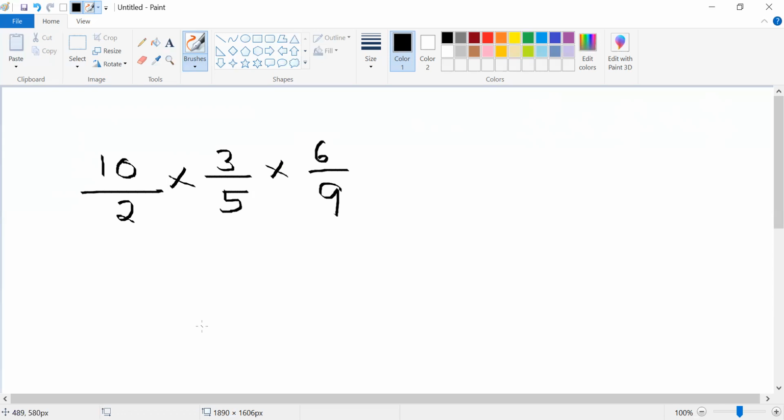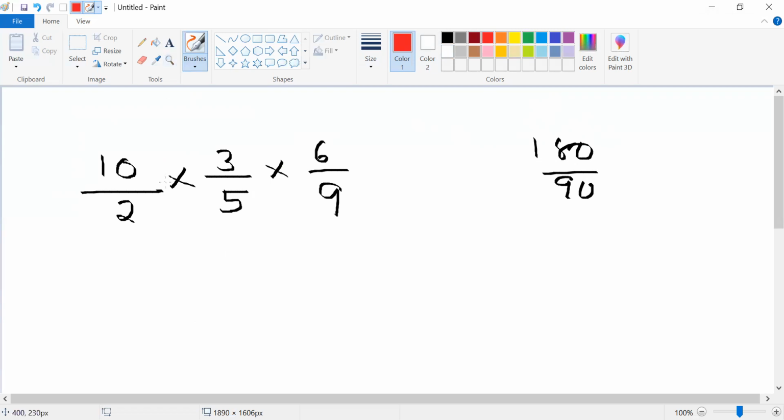So just think, if you are multiplying all the numerators, 10 into 3 into 6, and 2 into 5 into 9, you will get a bigger number, no? 10 into 3, 30. 30 into 6, about 180 will come. Then in the denominator, 2 into 5, 10, 10 into 9, 90. Then you have to bring it to the lowest form.